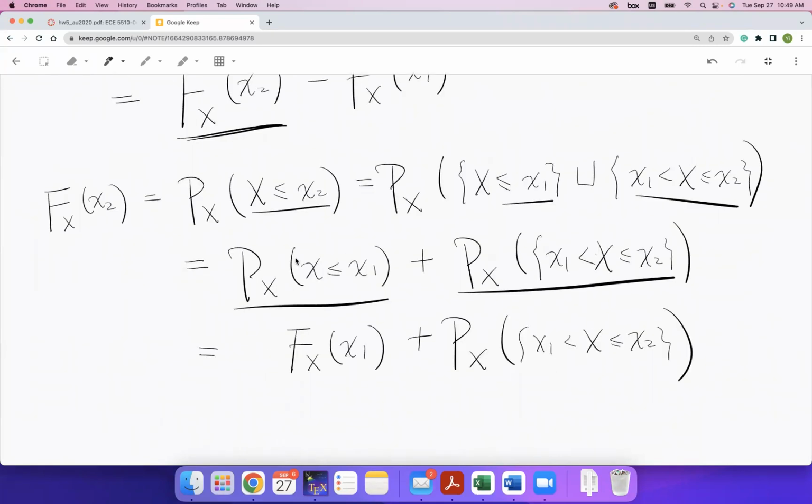Okay. And this shows that this has to be strictly bigger than x1. With that, here we can have less than or equal to. And then this is the definition of the CDF function.